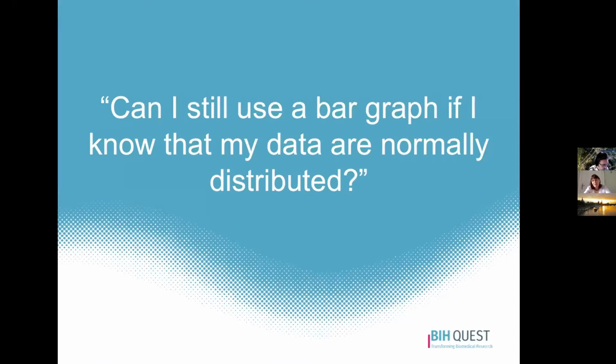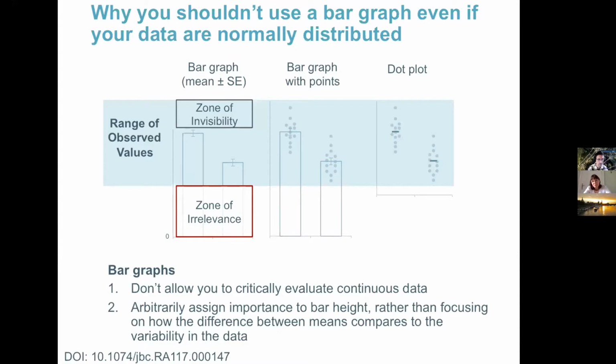The next question that I always get is, can I still use a bar graph if I know that my data are normally distributed? And thank you for asking, but the answer to this is unfortunately no. And there are two reasons for this. The first one is that bar graphs don't allow you to critically evaluate the data. So I can't see the distribution. I can't see how many data points there are. There's really no information here. It's just a visual summary of the summary statistics for the sample.